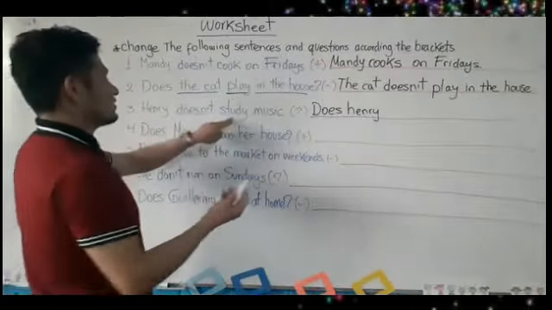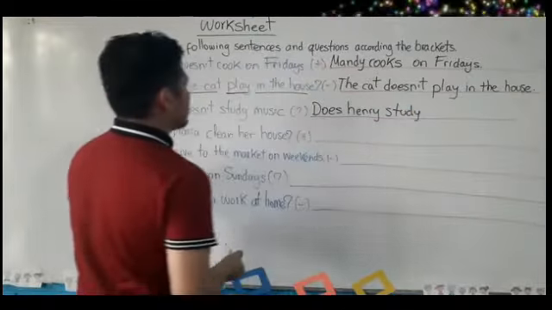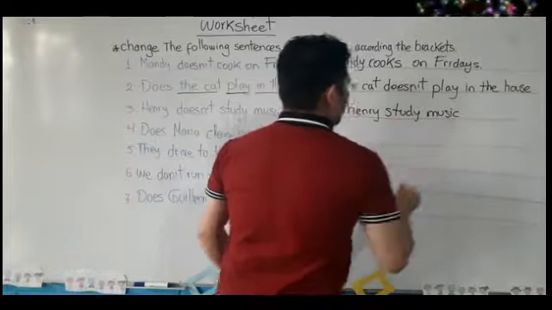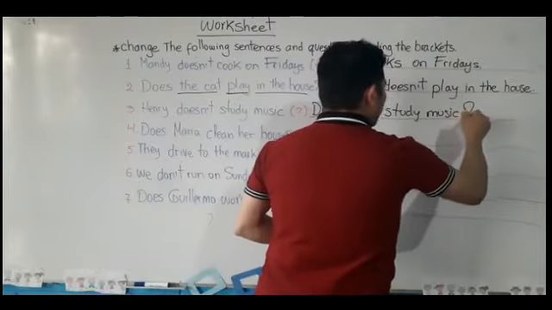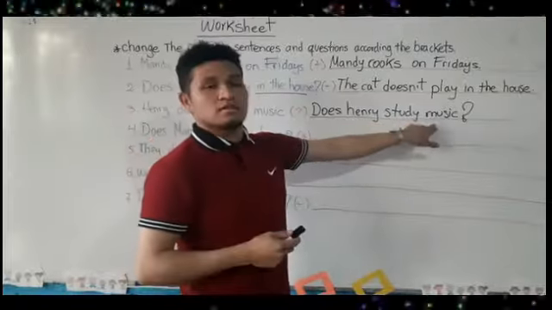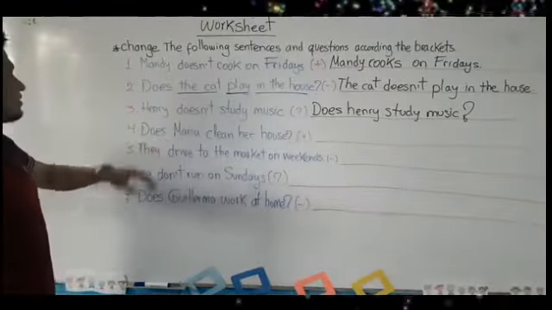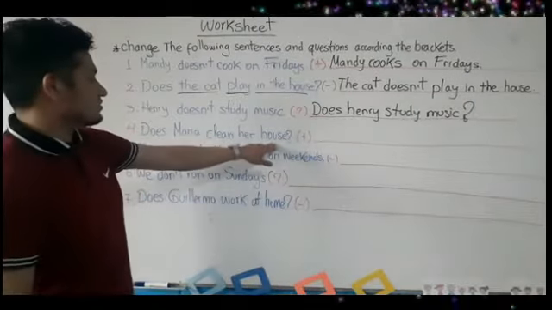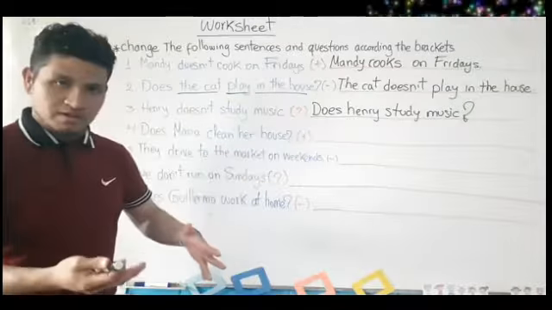Where is the verb? Here. Study music. And also the question mark. Don't forget that, it's very important. Does Henry study music? Is a question. Okay? Now let's see the four sentences. Does Maria clean her house? Now we have to change it into positive, affirmative.